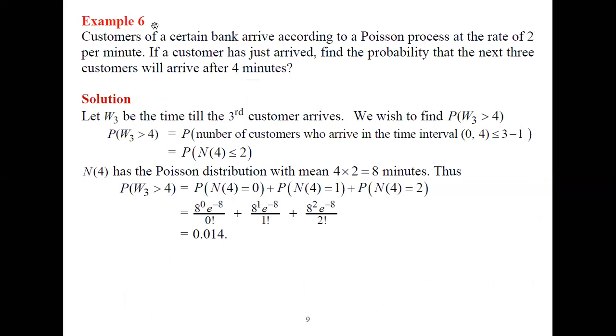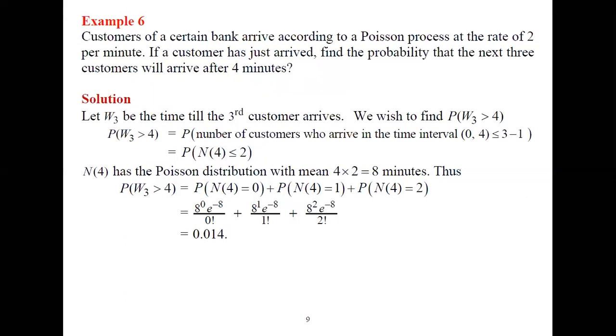Example 6. Are you seeing example 6? Sir, example 6 is here. Yes. Customers of a certain bank arrive according to a Poisson process at the rate of 2 per minute.